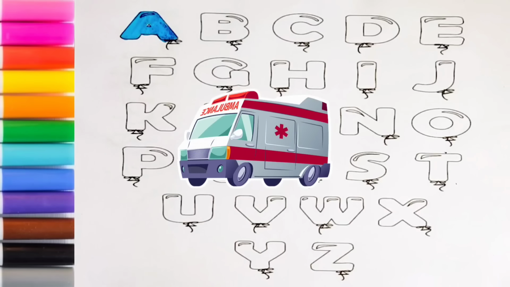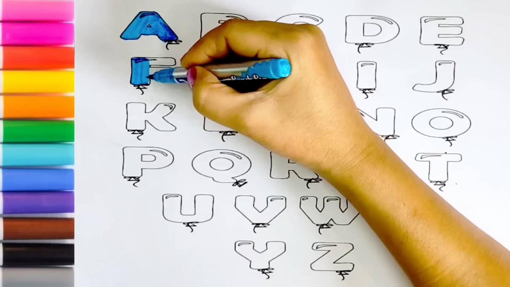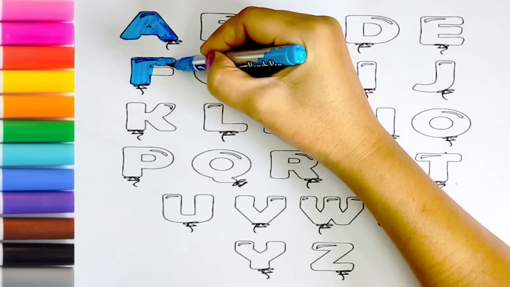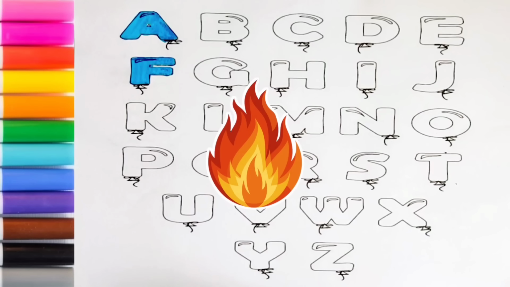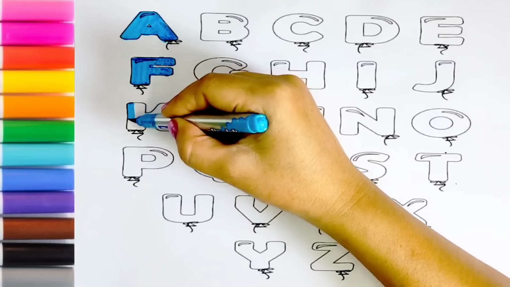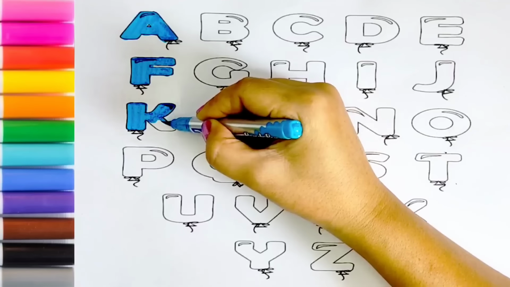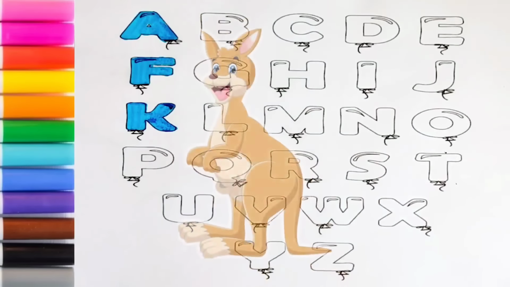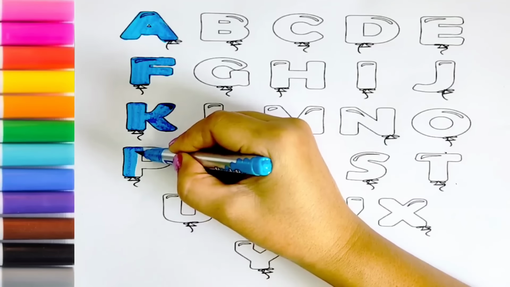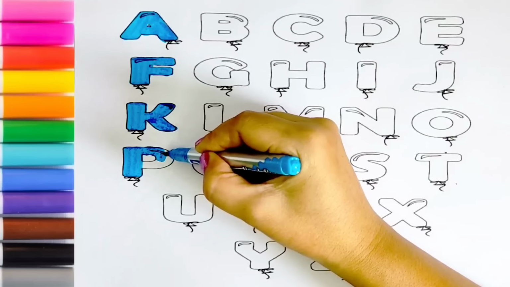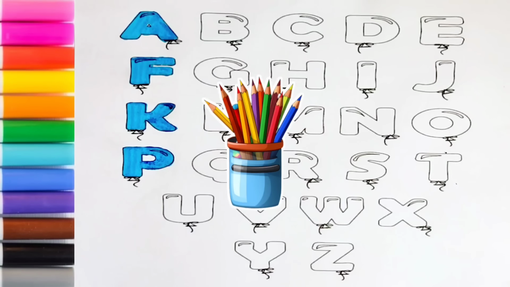A. A for ambulance. F. F for fire. K. K for kangaroo. P. A, B, C, D, E, F, G, H, I, J, K, L, M, N, O, P for pencil.